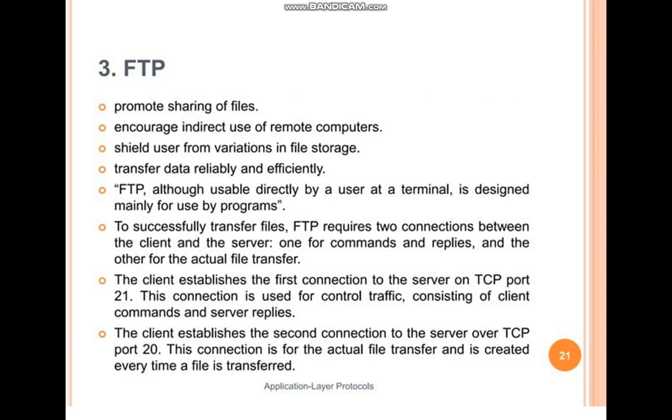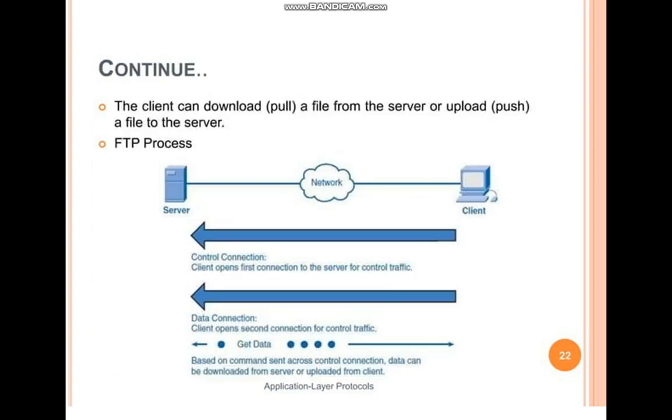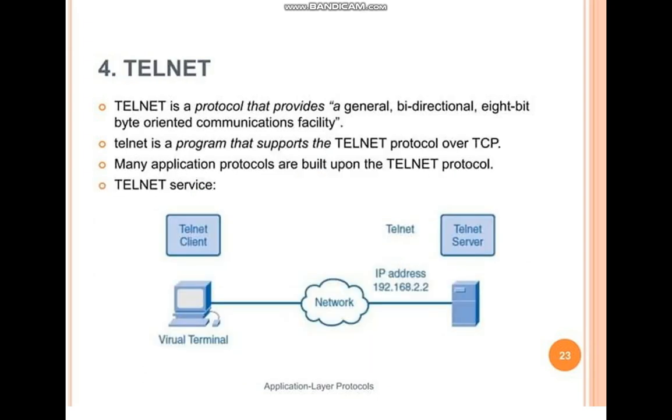The client establishes the first connection to the server on TCP port 21. This connection is used for control, transferring client commands and server replies. The client establishes the second connection to the server over TCP port 20. This connection is for the actual file transfer and is created every time a file is transferred. A simple diagram shows how the file transfer protocol works.